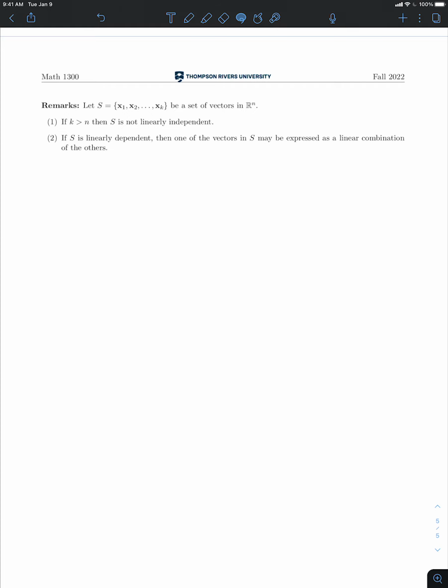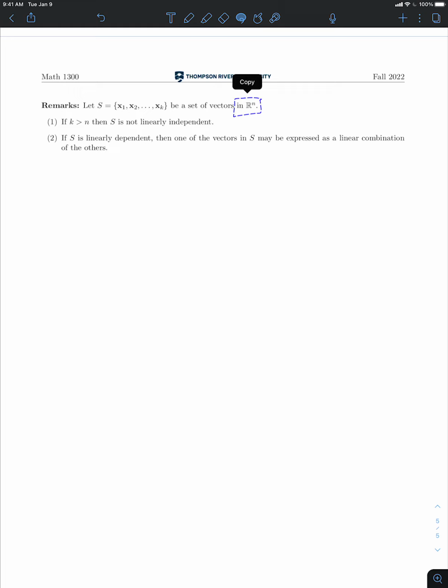Okay, so just a couple more comments before we wrap this section up. So we've got a couple of remarks to make. And so we're going to start with a set of vectors, as many of the statements in this section do. So we're starting with a set of vectors. We've got them indexed x1, x2, all the way up to xk. So k is the number of vectors in this set, and then since all those vectors are in Rn, that means n is the number of coordinates in each of those vectors.